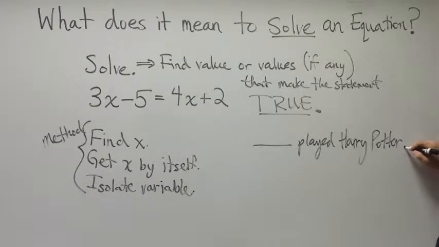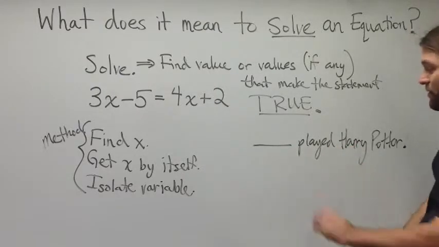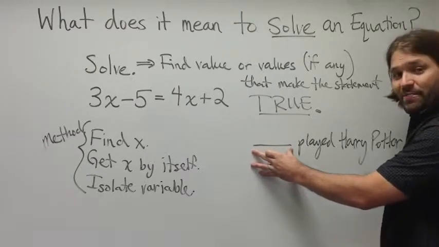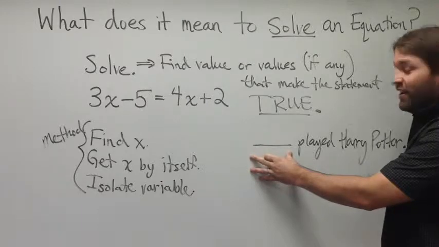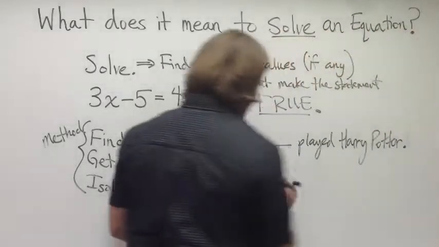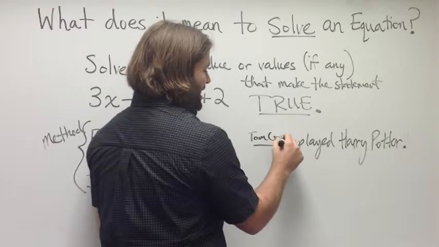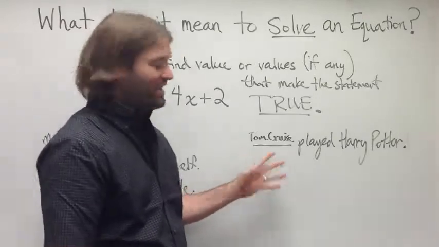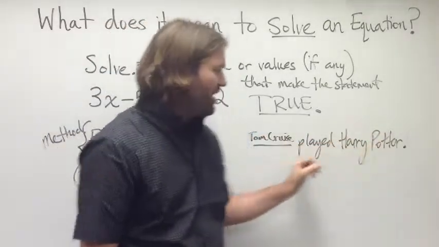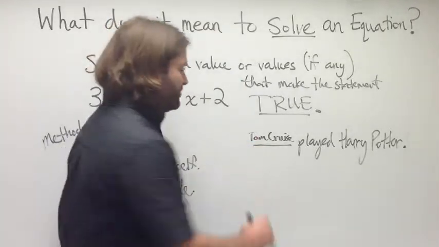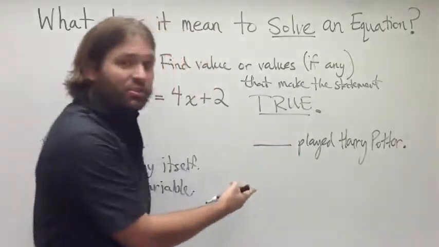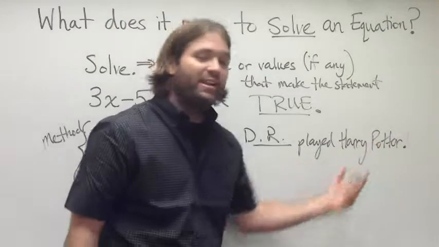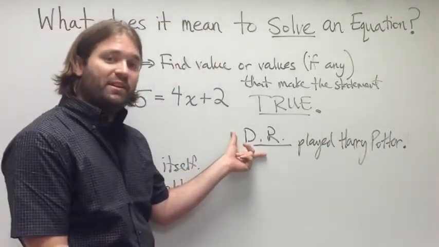This is a statement that has something missing. Now, there are certain things, or in this case, a thing, that will make this a true statement. And there are certain things that will make this a not true statement. So, for instance, we could say, Tom Cruise played Harry Potter. This, of course, is false, thank goodness, because it's just wrong, right? This does not make a true statement. To make this statement true, it would need to be, what, Daniel Radcliffe, right? He's the actor who played Harry Potter. Now, this is a true statement.